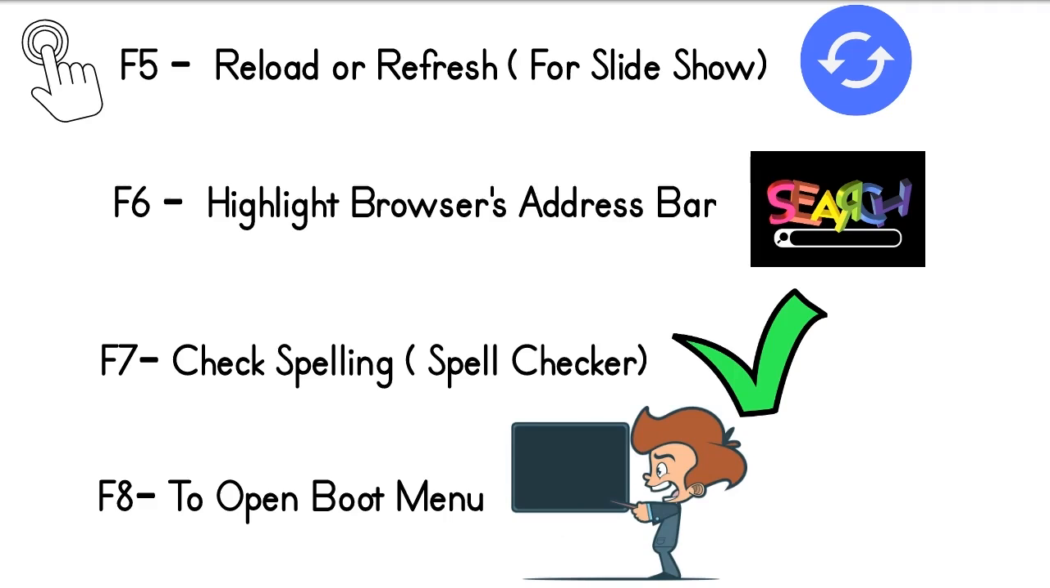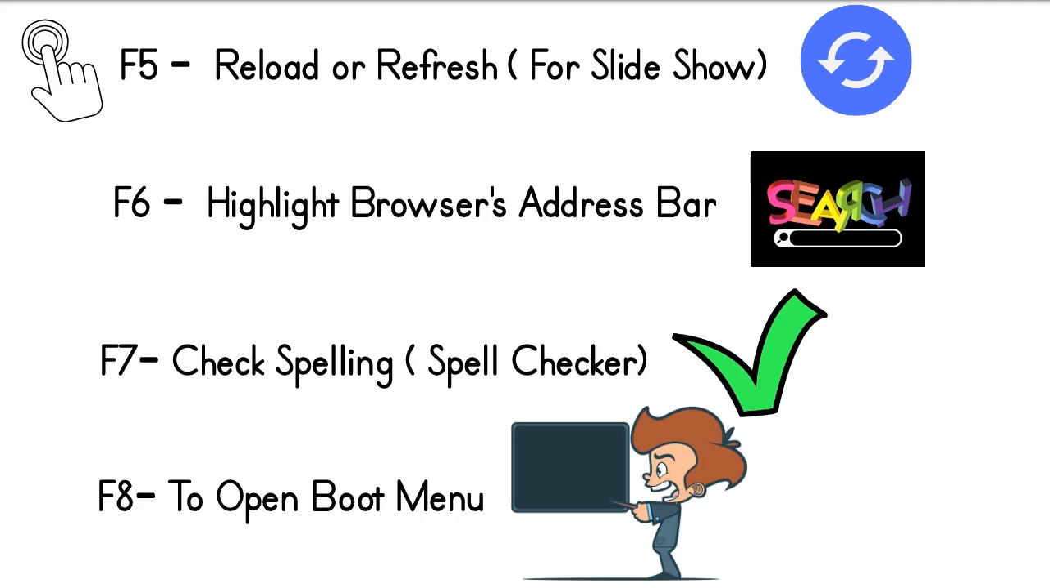Whereas F6 is for highlighting the browser's address bar. Let's say you want to enter something in the browser, you need to press the F6 key, so the browser address bar will be highlighted so that you can enter whichever URL you want. At the same time, F7 is for checking spellings. It's like a spell checker, basically used in MS Word, where you just need to press F7 so the spell check will open.